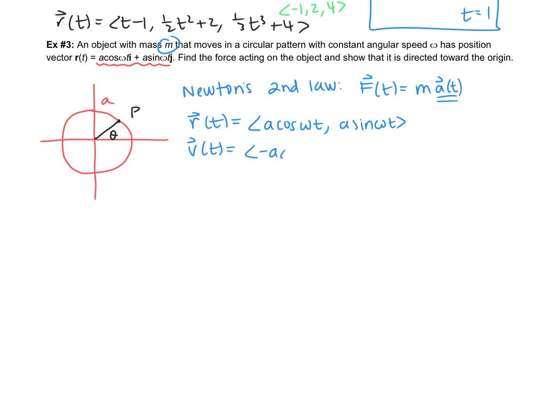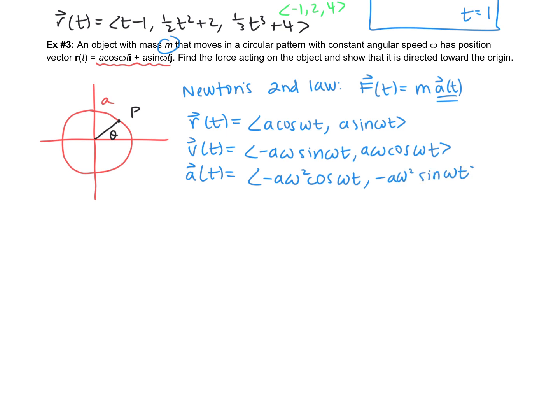So we get negative a omega sine of omega t. So it's omega, not w. And then we get a omega cosine of omega t. So then acceleration, we take the derivative one more time, and this is going to be negative a omega squared cosine of omega t, and negative a omega squared sine of omega t.